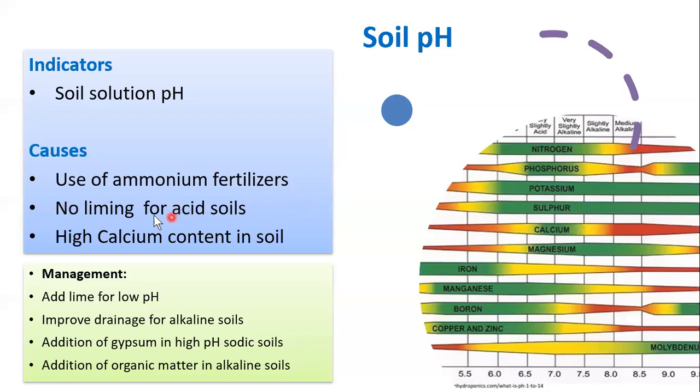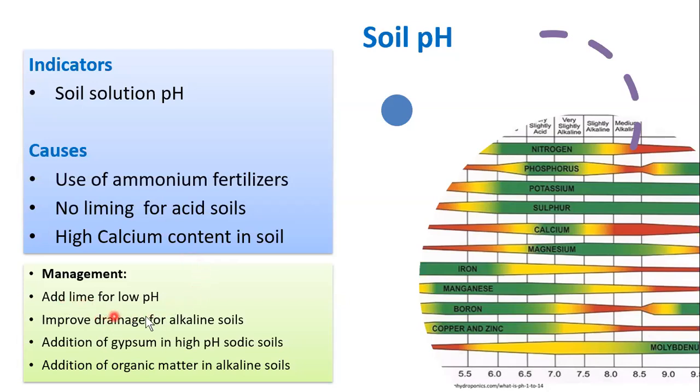So the last, that is soil pH, that can be measured by a soil pH meter, and we know that there are various causes. Naturally, sometimes the soils have different pHs. Use of ammonium fertilizers can reduce the pH. No liming for acid soil. If you're not liming acid soil, because they already have low pH, and liming can enhance the pH, because we need optimum or around neutral pH to have high availability of most of the nutrients. High calcium content in the soil can also enhance the pH.